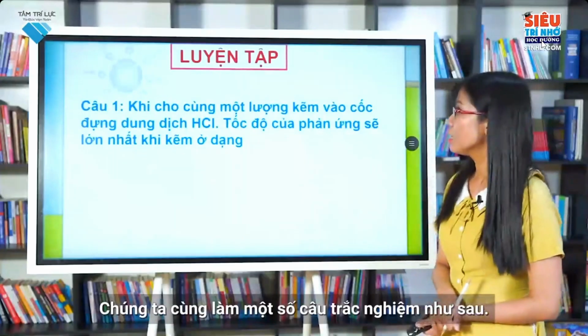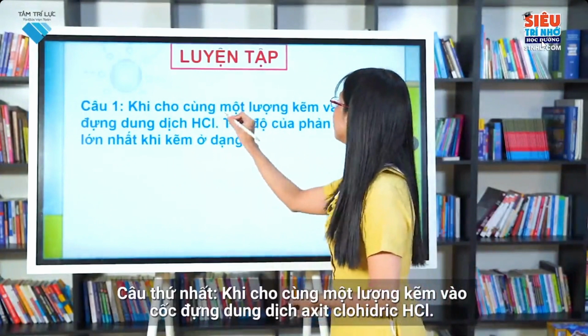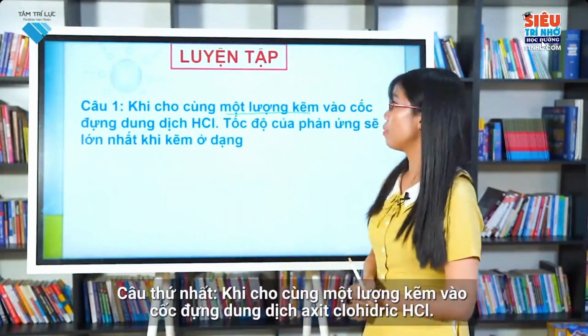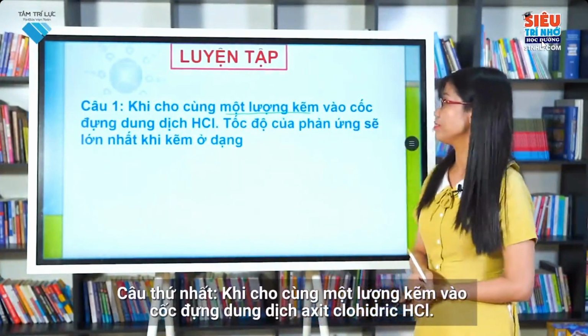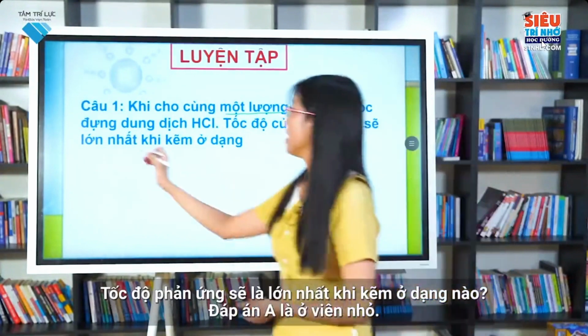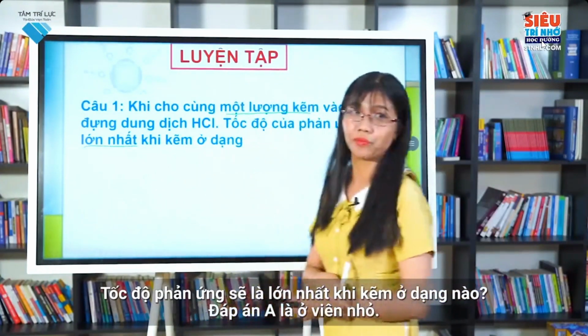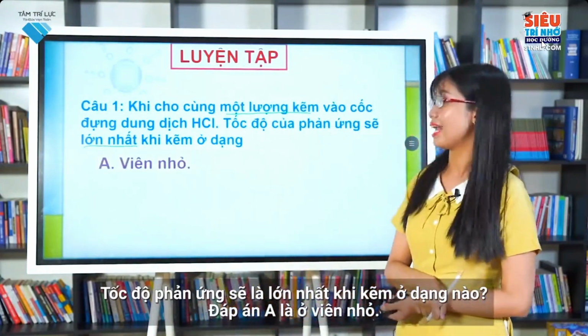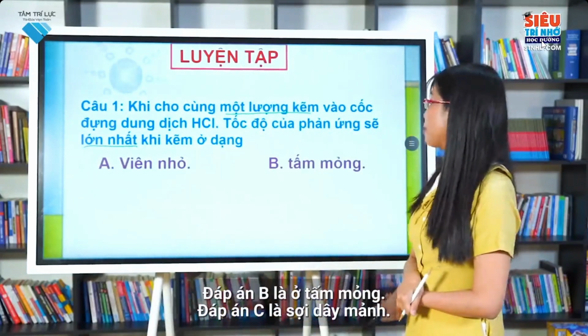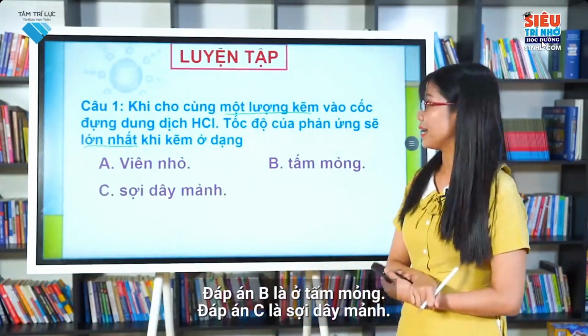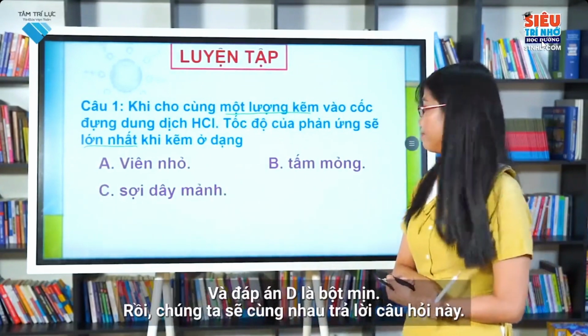Question 1. When we add the same amount of zinc to a cup containing hydrochloric acid HCl, which form of zinc will make the reaction rate be the highest, fastest? A. In small granules. B. In thin plates. C. In strings. D. In powders.